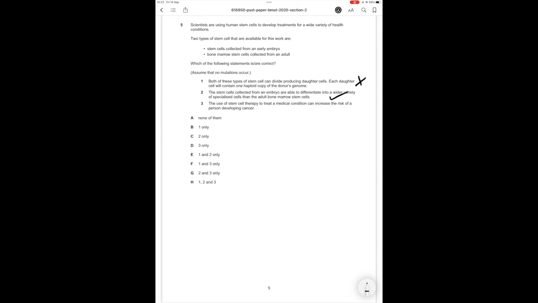3. The use of stem cell therapy to treat a medical condition can increase the risk of a person developing cancer. That's true, just because stem cells are able to divide so much. So therefore, only statements 2 and 3 are correct. 1 is not correct. So therefore, the correct answer option in this case is going to be answer option G.